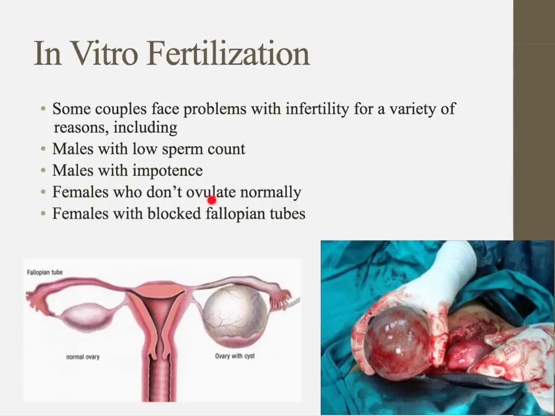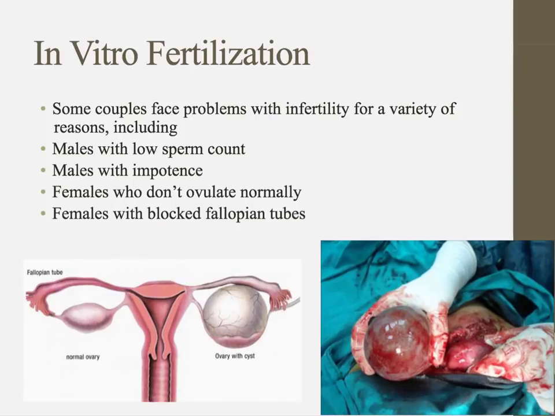It could also be maybe they're not ovulating normally because they have a cyst on their ovaries. A cyst is a benign tumor that's usually filled with fluid, and that could be causing a problem with the release of the eggs into the fallopian tubes. Like they could be getting in the way there. Or it could be that they have blocked fallopian tubes.